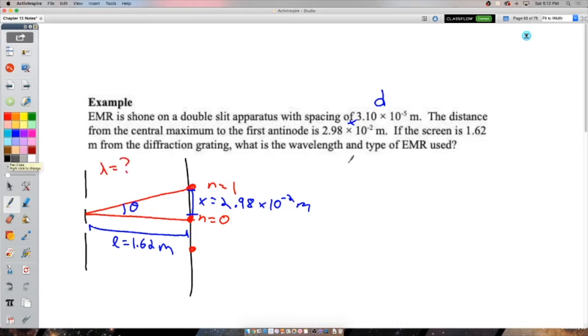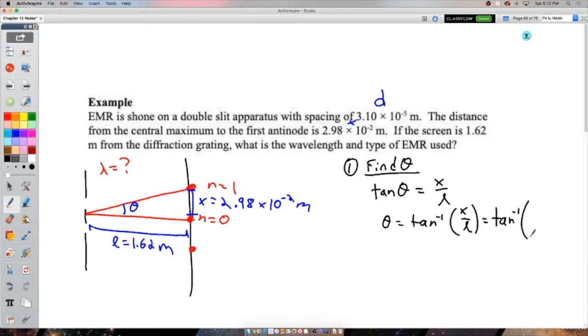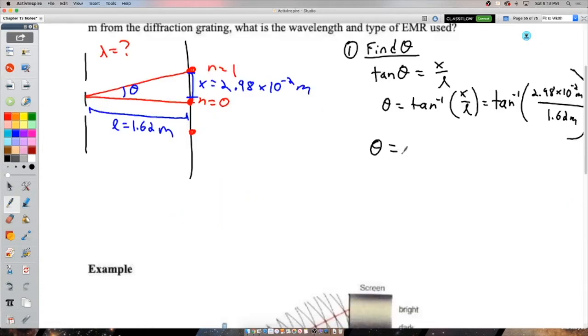So first, let's find theta so we can put it in. So tan of theta, because we have opposite and adjacent, equals x over L. So we get that theta is the inverse tan of 2.98 times 10 to the minus 2 meters over 1.62 meters. That gives me that theta is 1.0538 degrees. Okay, now we're ready. Now we can plug that into step 2.